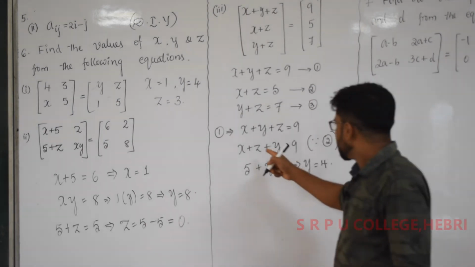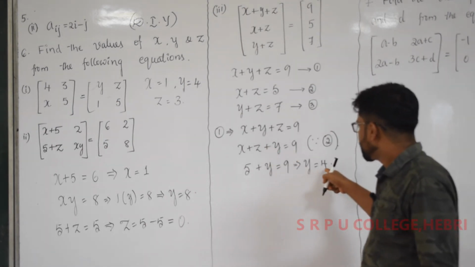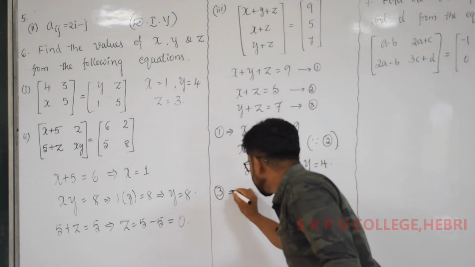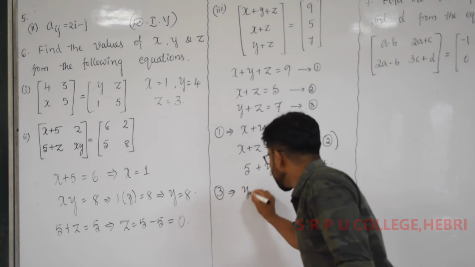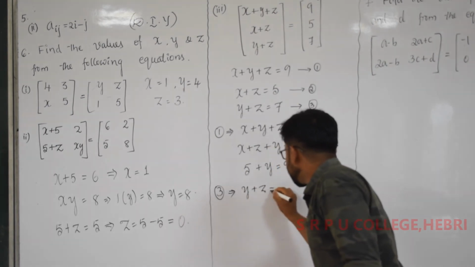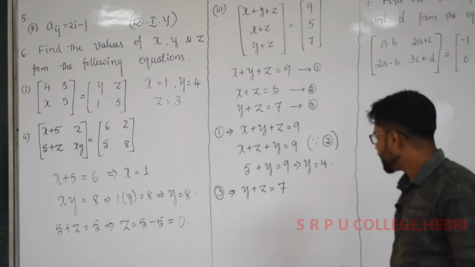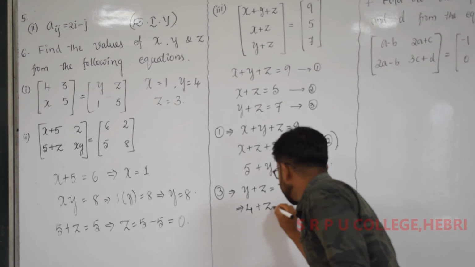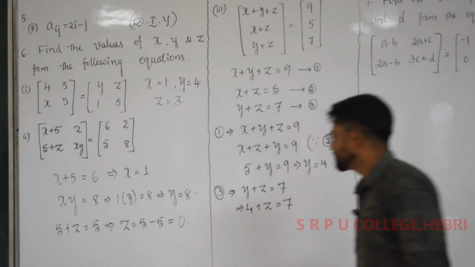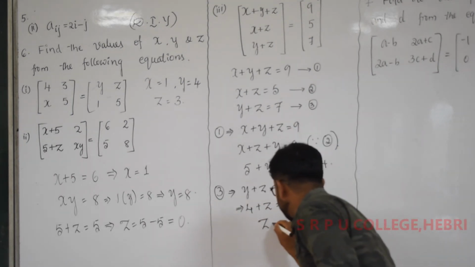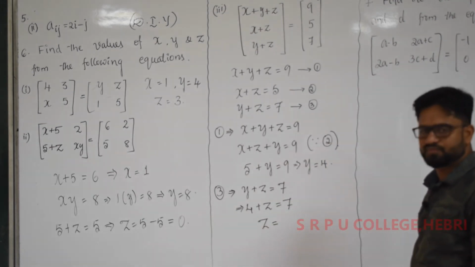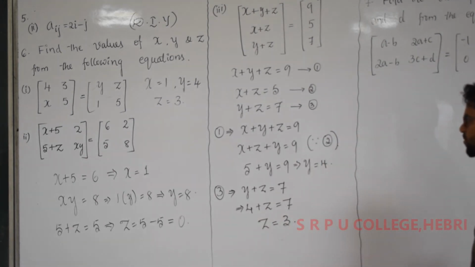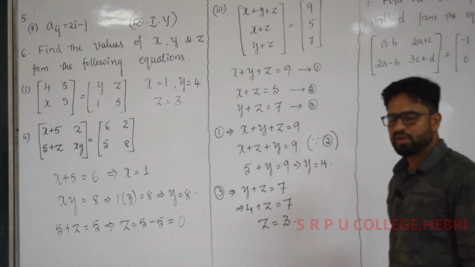Now let me take this y value 4 in the third equation. Third equation is y plus z is equal to 7. Y value already we have, so this implies 4 plus z is equal to 7. From this we got z value also, z is equal to 7 minus 4, which is 3. So y value we got, z value we got.